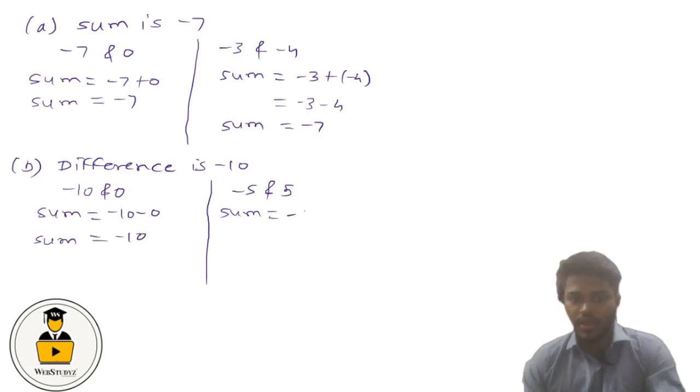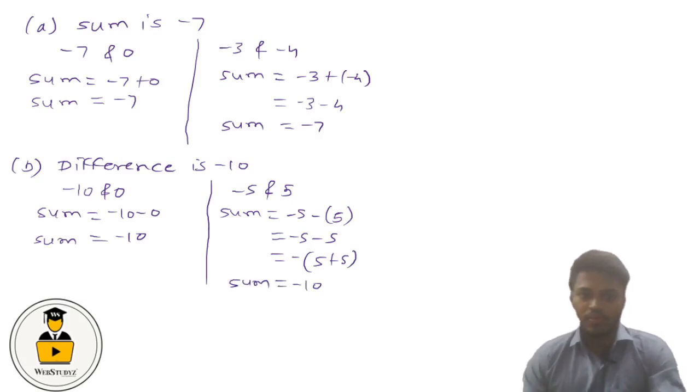Since we want the difference, it will be minus 5 minus of 5. So this will be minus 5 minus 5. If we take minus common, it will be 5 plus 5, which is nothing but minus of 10. So we found the pair of integers for which the difference is minus 10.